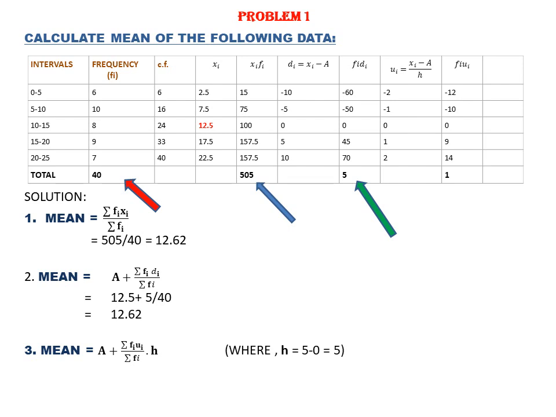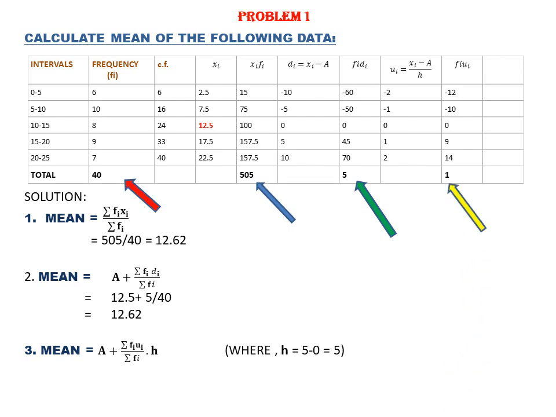So you get the values of ui's, and for fi ui, you multiply these ui's with the second column, that is fi. So you'll get 6 into minus 2, that is minus 12, 10 into minus 1, that is minus 10, 8 into 0, that is 0, 9 into 1, that is 9, 7 into 2, that is 14, and you add up and you'll get 1.